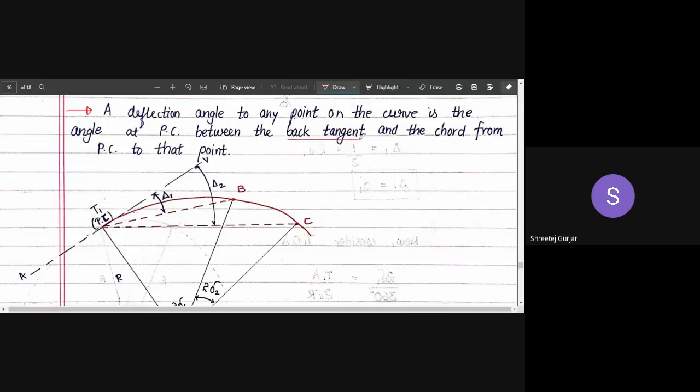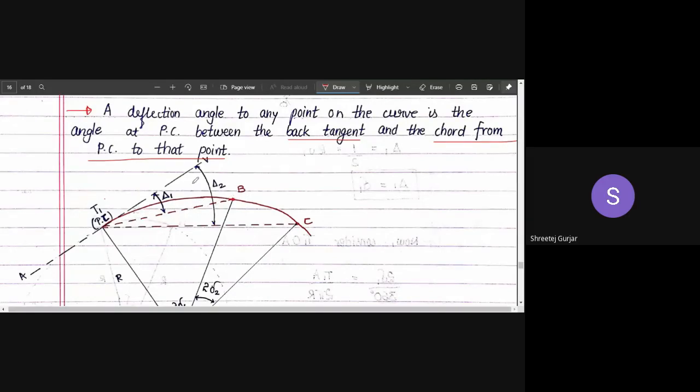Between the back tangent and the chord from the PC to that point. So we have to draw a chord from the point of curvature to that point. Now we have considered point B. So I'll draw a chord from PC to that point. From PC, I have drawn a chord, a straight line to this particular point.